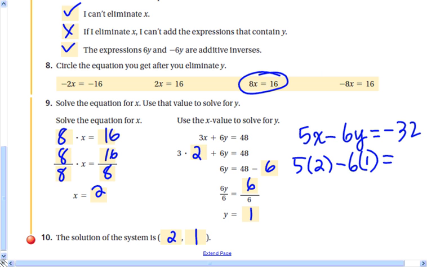And that does not work. So I made a mistake. And I was wondering if you saw the mistake as we went. That's not equal to -32. So somewhere I made a mistake.